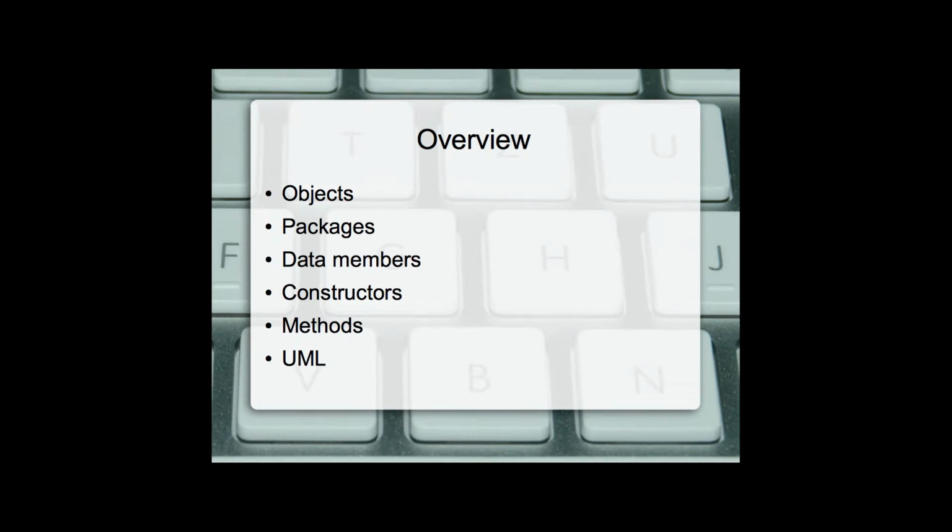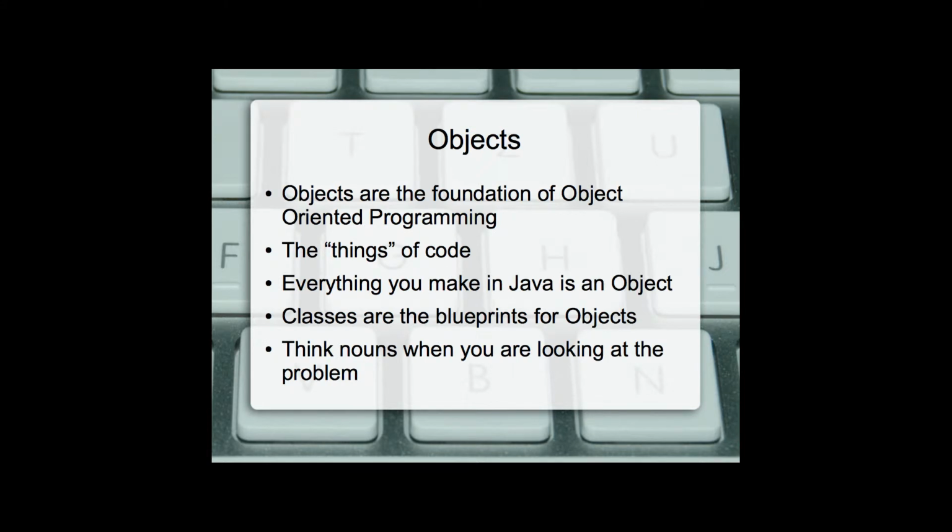We have a quick overview of what we're going to be hitting. Specifically, we're looking at the following components in class. We're going to be looking at objects, the packages that go along with them, what data members are structured, how they look, etc. We're going to talk about constructors as well as looking at methods and a quick introduction again to UML. First thing we want to look at though is the idea of objects.